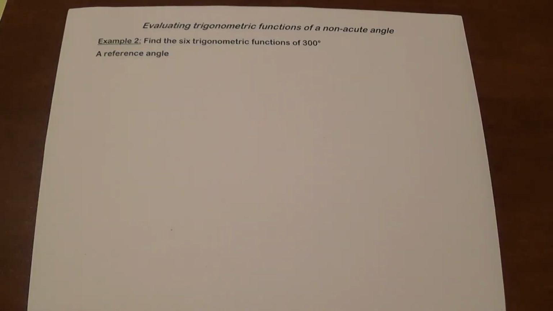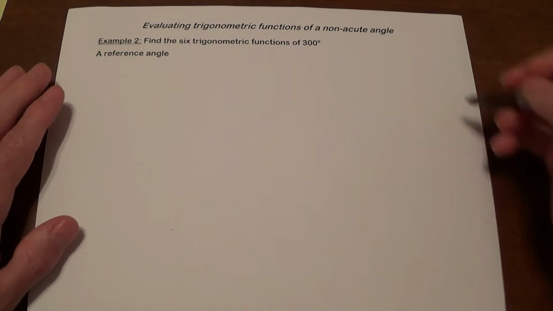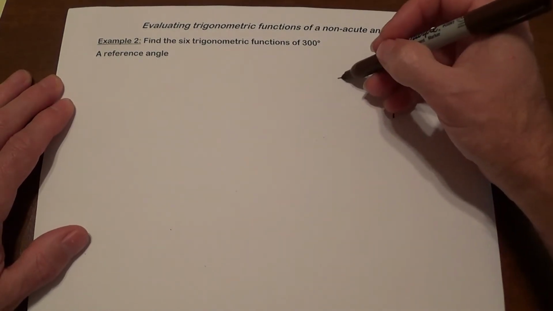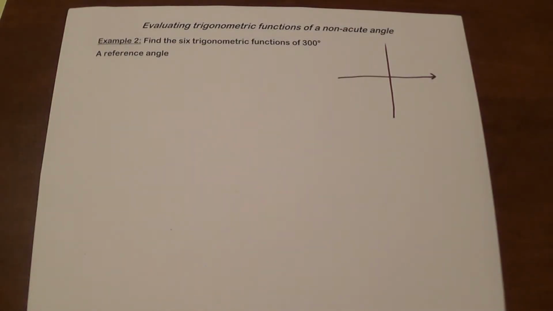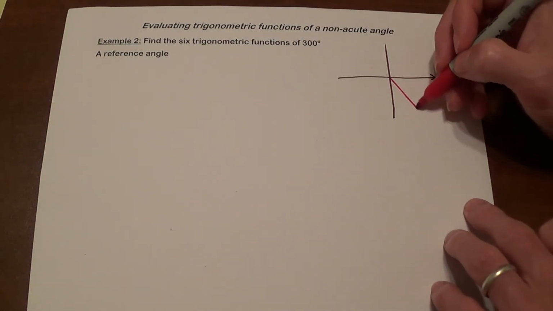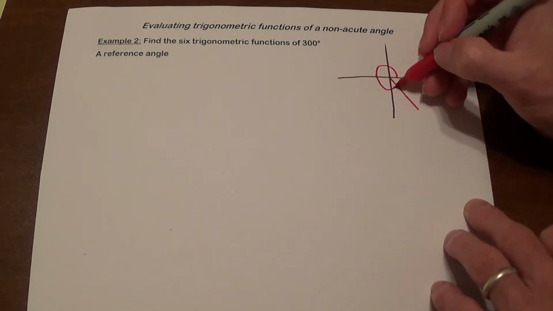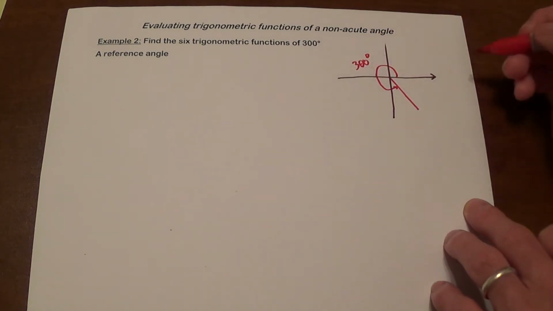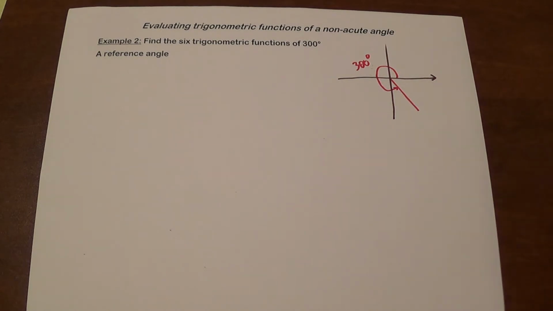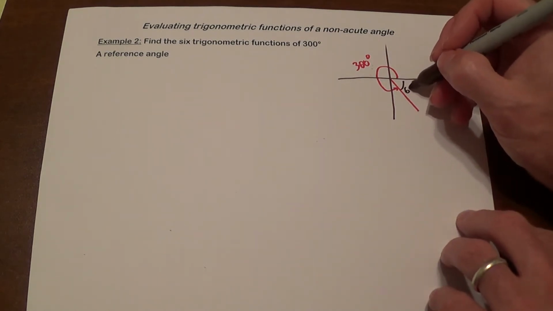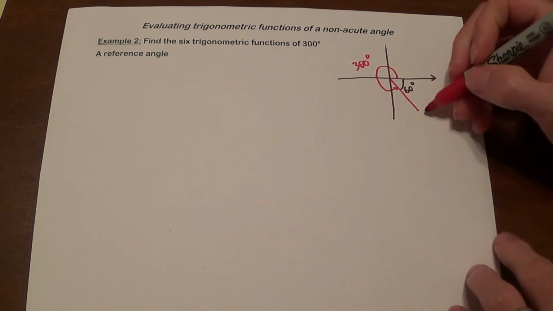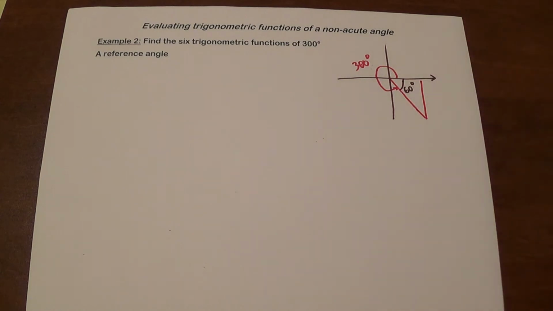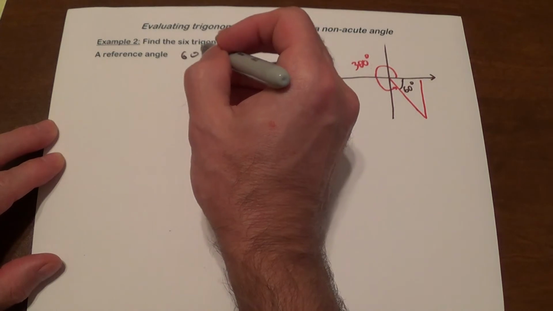Find 6 trigonometric functions of 300 degrees. So where is 300 degrees? It's 60 degrees shy of a full revolution, right? So we're going to be somewhere here. We're going to go like that. That's going to give us 300 degrees, right? So the angle of 60 degrees is going to be right there. And that is going to be what we're going to consider our reference angle. So again, we're going with the reference angle of 60 degrees. Okay, so this is going to be 60.